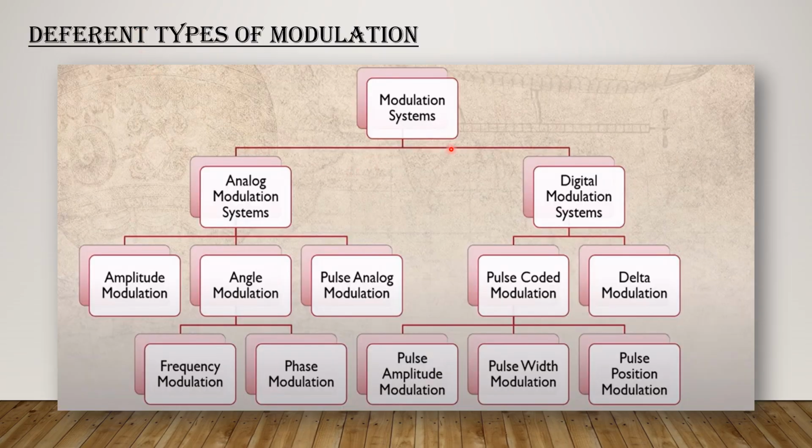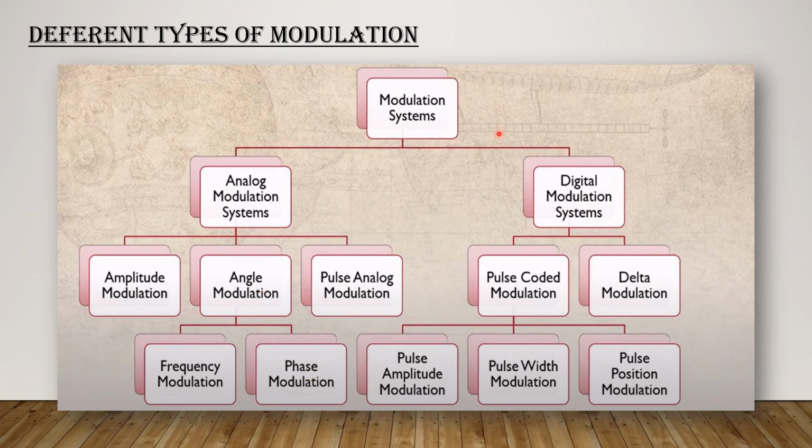Here is a block diagram of different types of modulation. In a modulation system, it is divided into two branches. One branch represents the analog modulation system and the other branch is the digital modulation system. In the analog modulation system, it can be further divided into three categories: amplitude modulation, angle modulation, and pulse analog modulation. Angle modulation is further divided into two categories, that is frequency modulation and phase modulation.